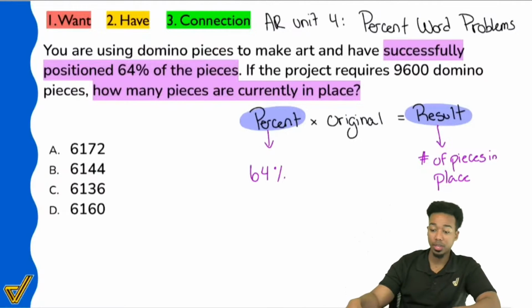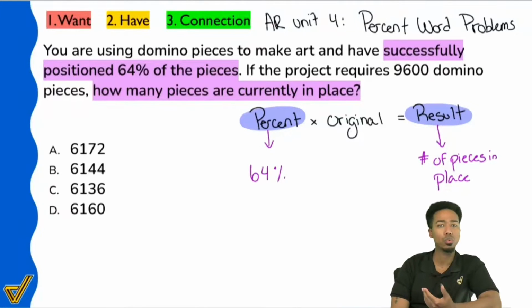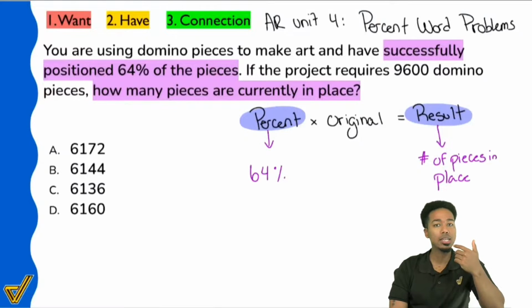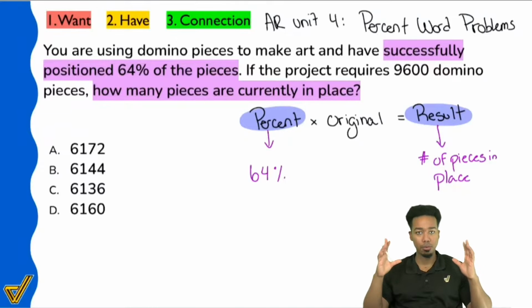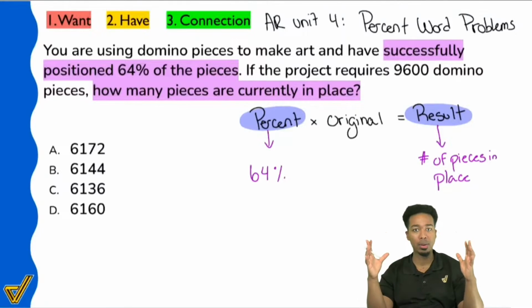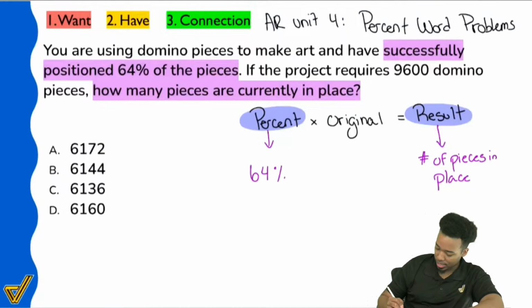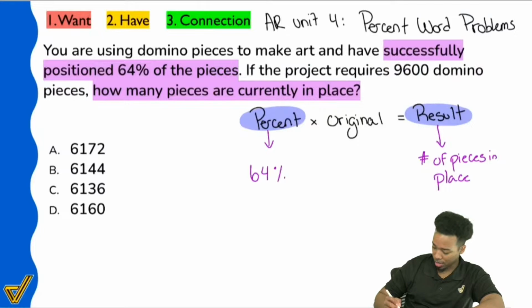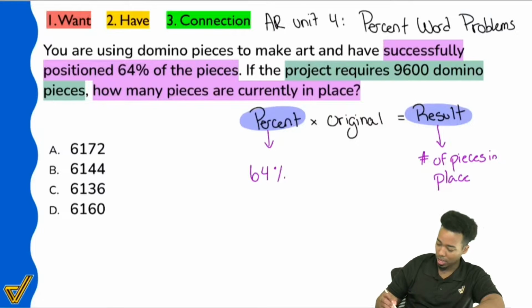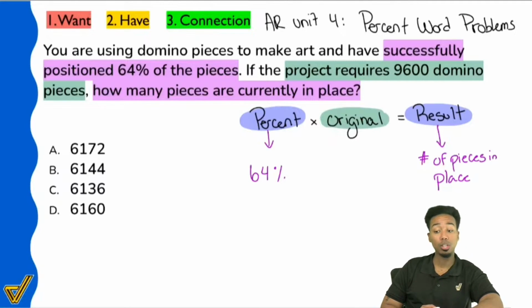So what we're going to have now is just making sure that we're plugging in the right original. And what you plug in for the original is the whole thing, the 100%. What's there from the get-go, from the beginning? What's that beginning total amount? And that's right here. It says the project requires 9,600 domino pieces. That's the original amount. It originally required 9,600.